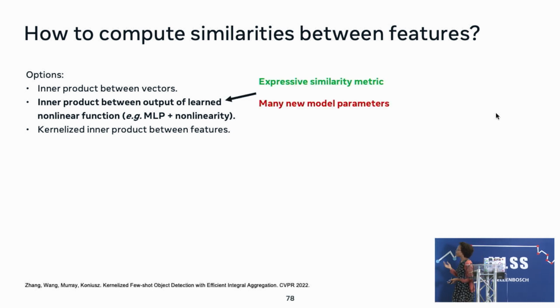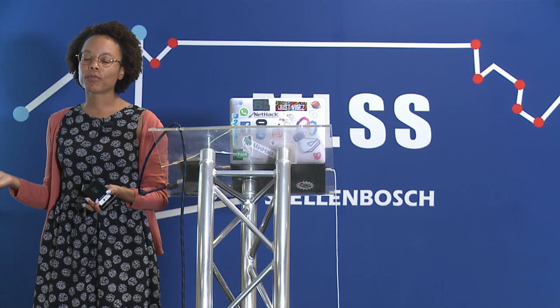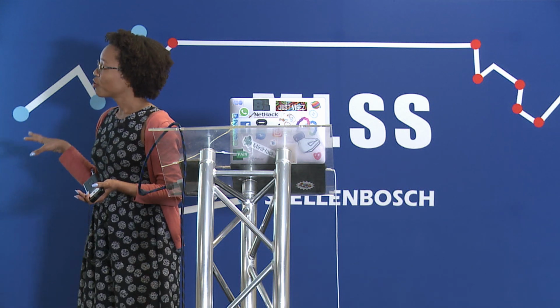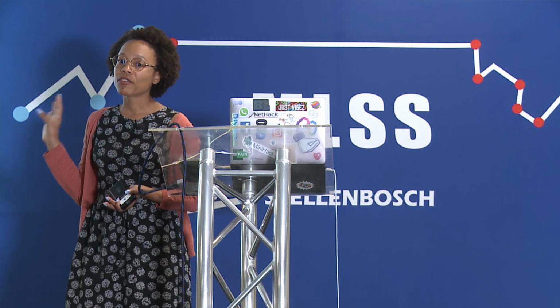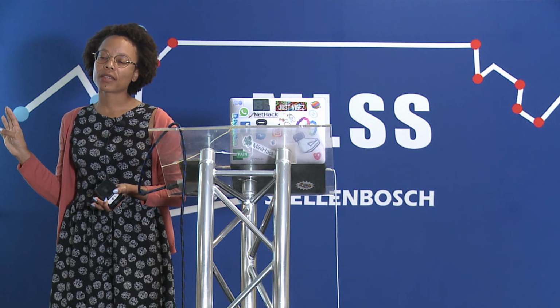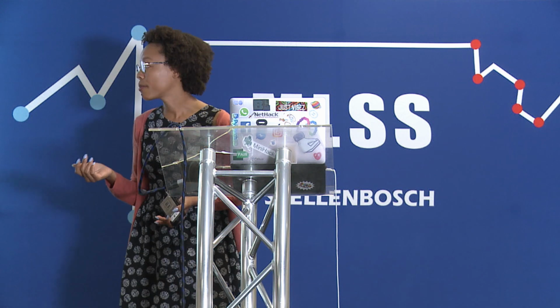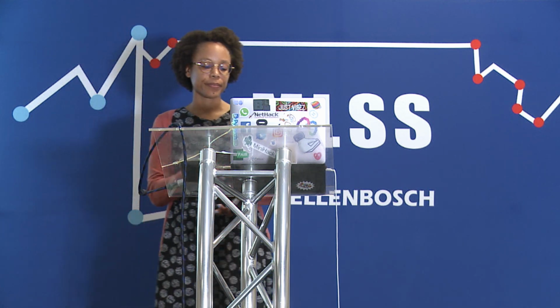What's good about that is that adding new weights, i.e. new parameters, a new model, is going to give you a more expressive similarity metric. You're going to be able to learn to better model your similarities. But that's going to introduce a lot of new parameters, and that's kind of a no-go for few-shot learning because, as you know, to train this you need a lot of examples, and we don't have a lot of examples. That's going to be pretty hard.